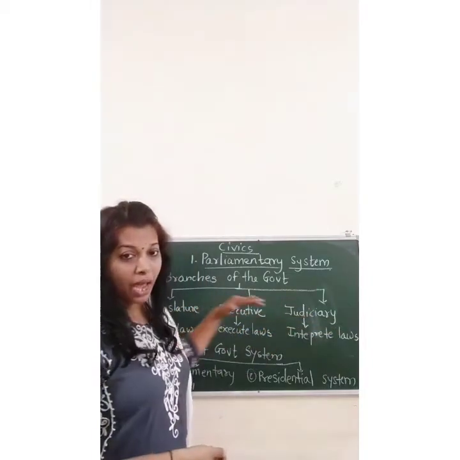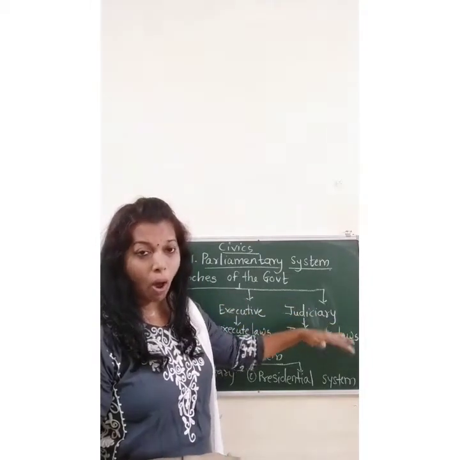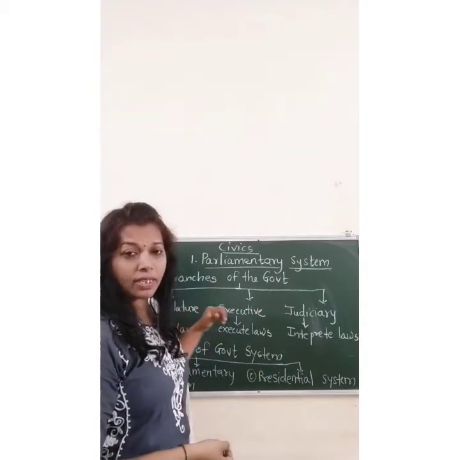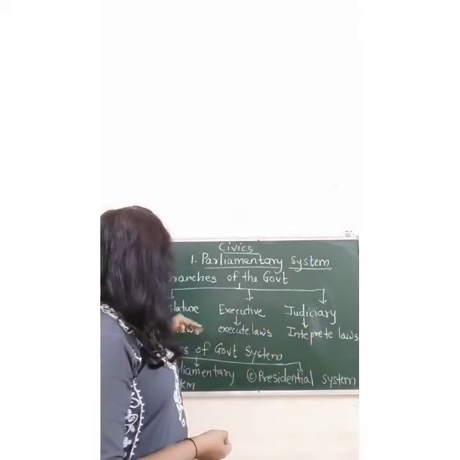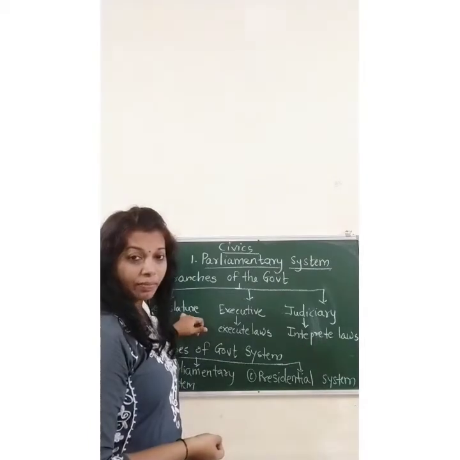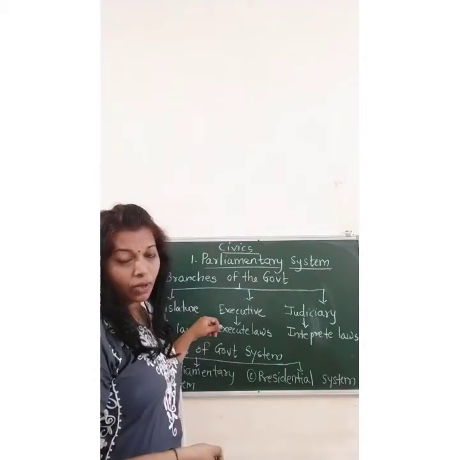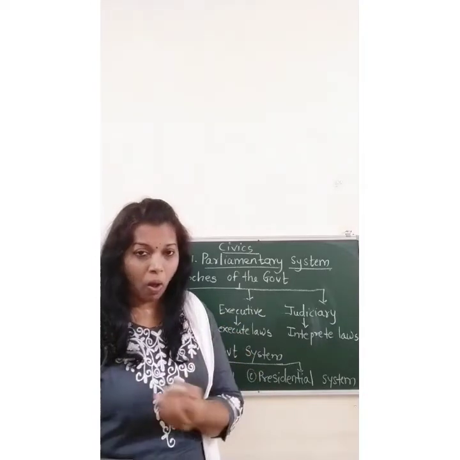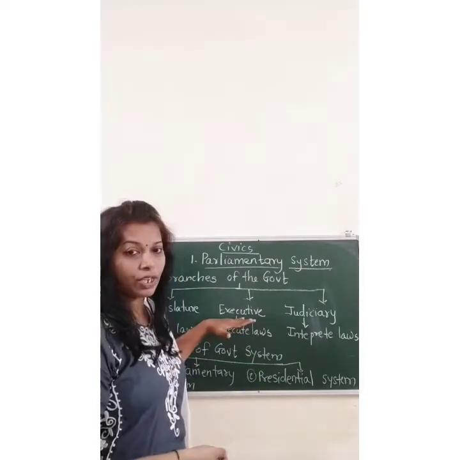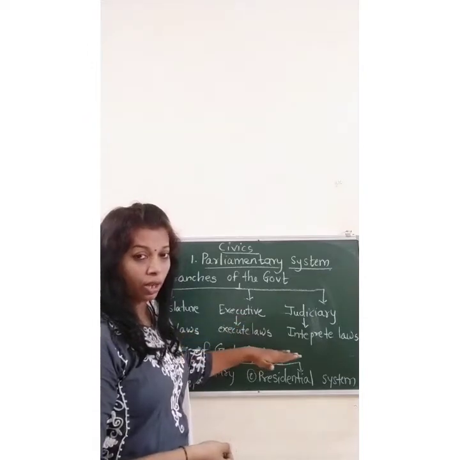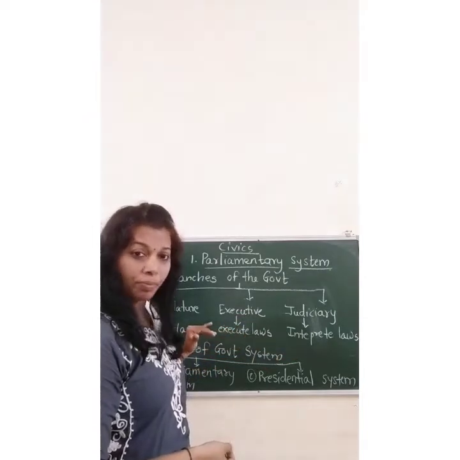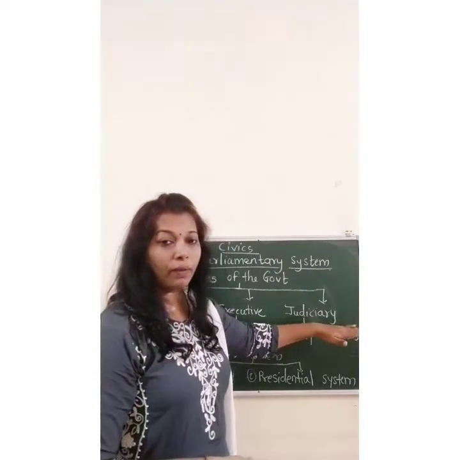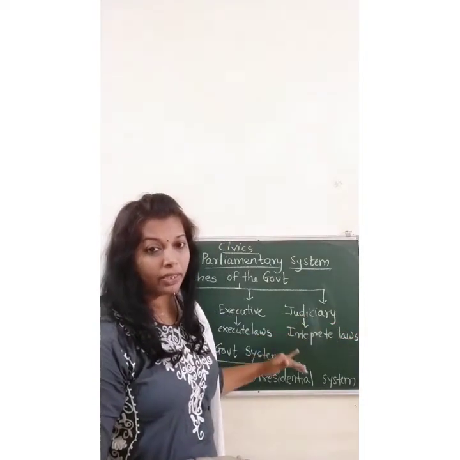All these three branches are also known as the organs. Now, what are the functions of these three organs? The first organ is the legislature. What is the function of the legislature? It has the duty to make laws. Second is the executive. The executive executes the law, whatever law is made by the legislature. And the third one is the judiciary. The duty of the judiciary is to interpret the law.